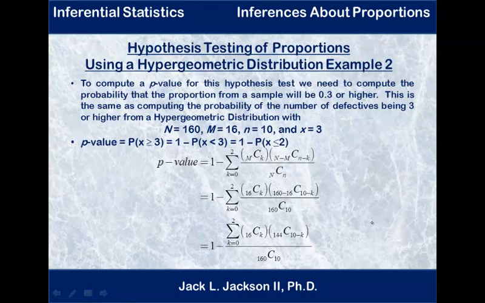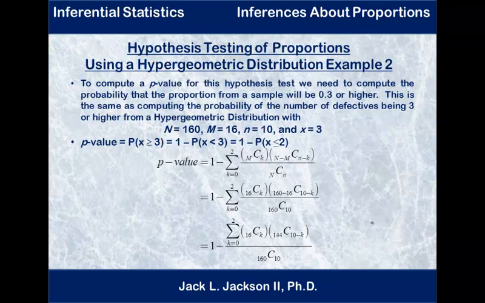So what do we want? We've got capital N is 160, uppercase M is 16, lowercase n is 10, and x equals 3. And we're finding the probability that x is greater than or equal to 3. Well, that's 1 minus the probability that x is less than 3, but remember this is a discrete distribution. So if it's less than 3, it has to be less than or equal to 2.